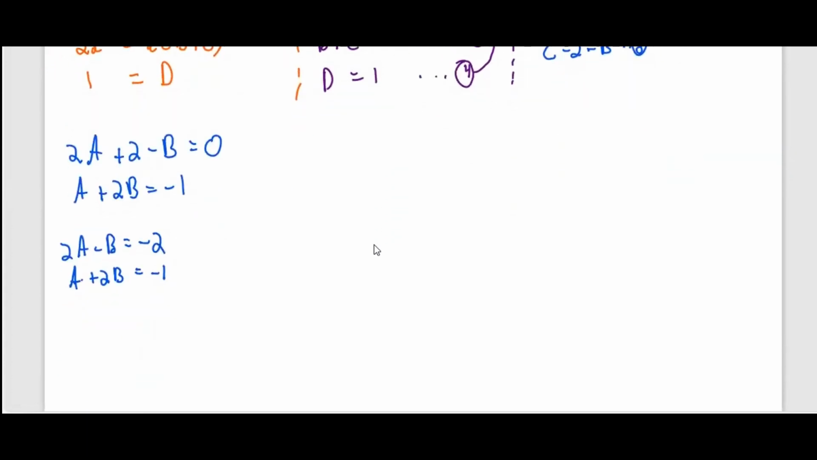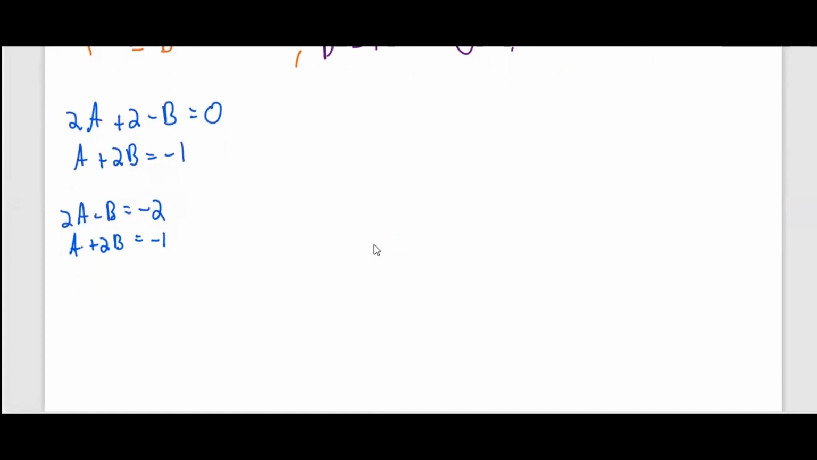Or up to this part, you could even plug it in your calculator. Because I don't have that, I'll have to solve it, so I'm showing you the long way. Alright, so to solve this now, we could do the same thing, plug this into this and solve for the letter, right? So let's see.